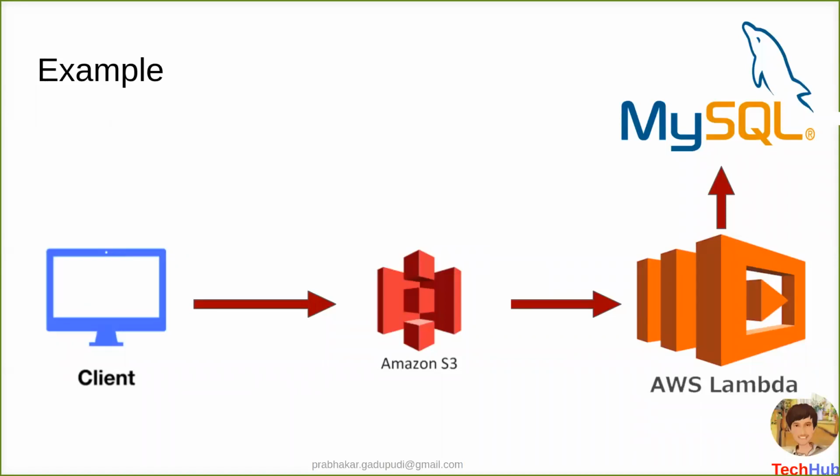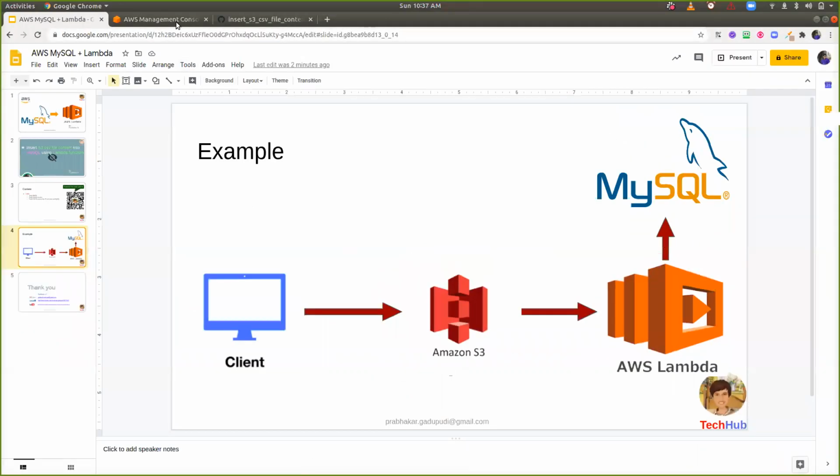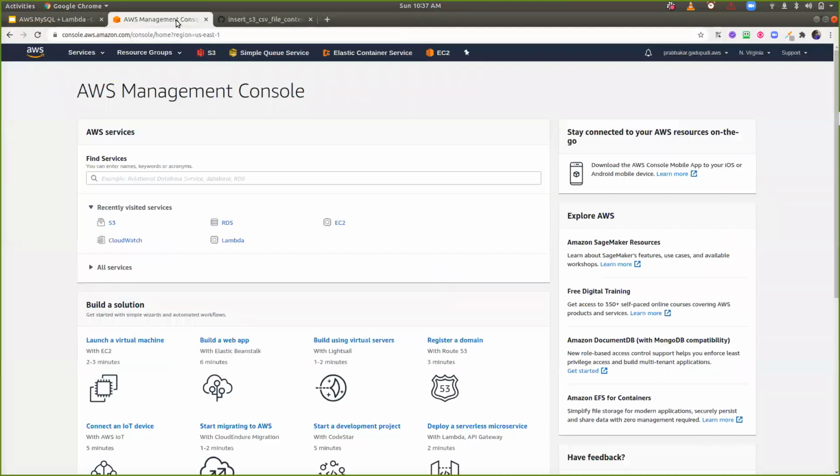Here is an example which I'm going to use. As soon as the client copies a CSV file into the S3 bucket, my Lambda function is going to fetch that S3 file content, and insert that content into a MySQL database. Let's go ahead and create a Lambda function and a MySQL DB.